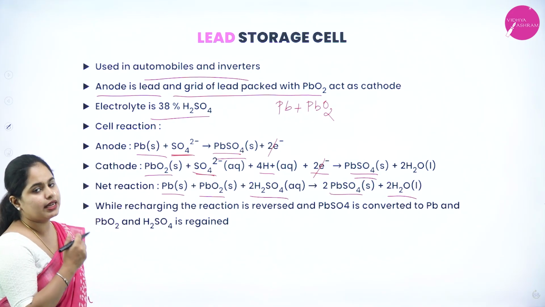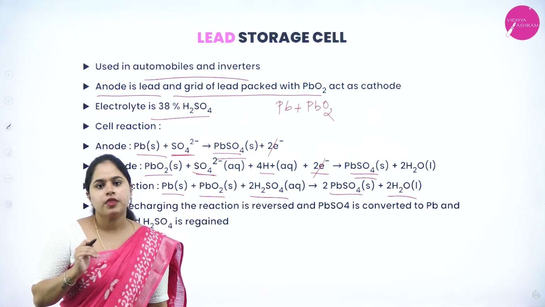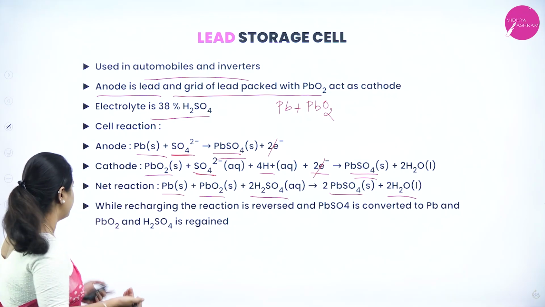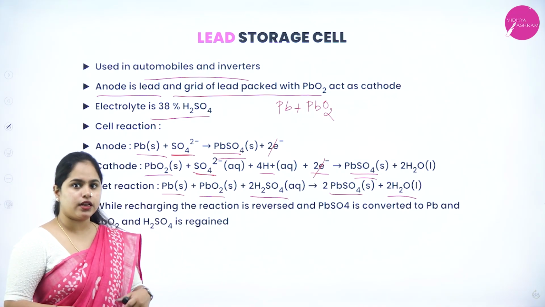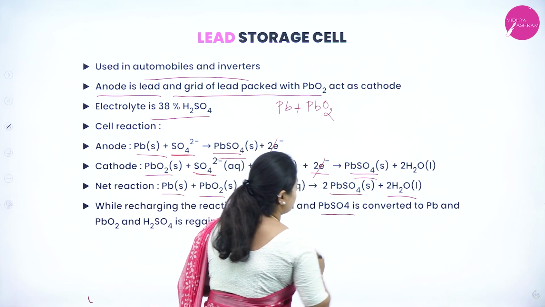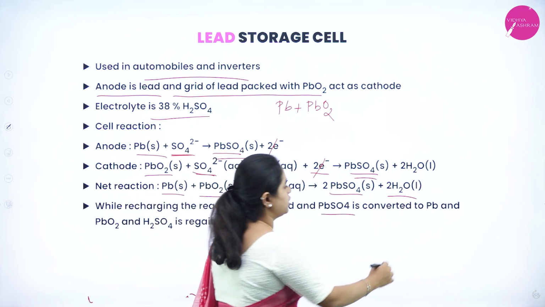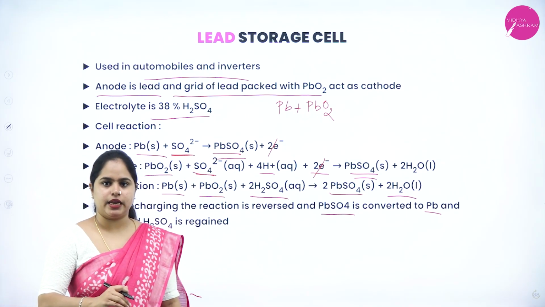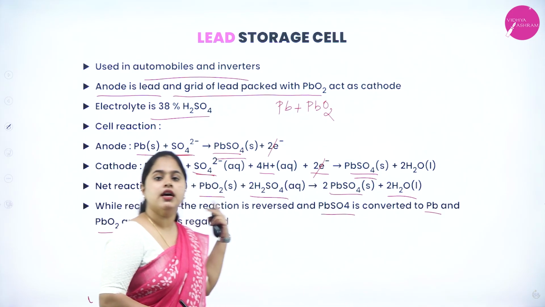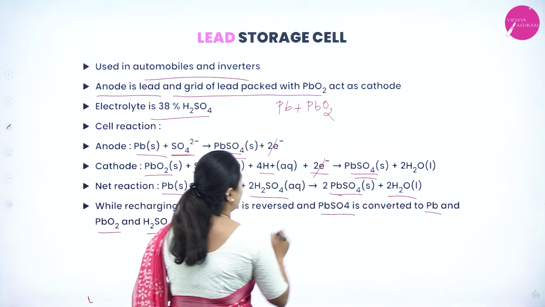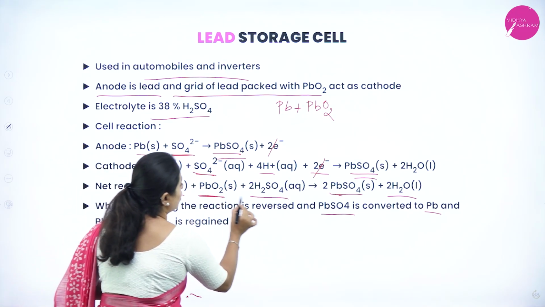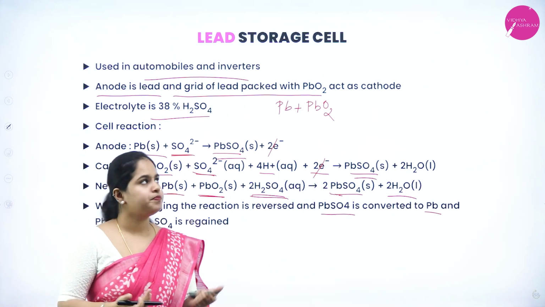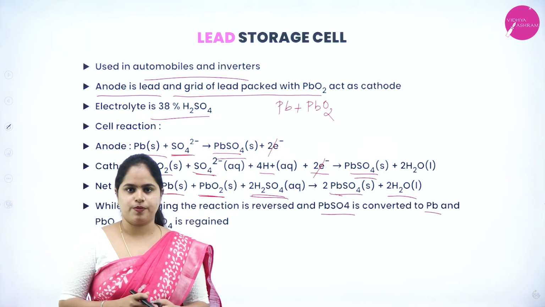As I said, it is an example of a secondary cell, which means it is reusable. We can recharge it and reuse it. So how does that reaction take place then? While recharging, the reaction is reversed. From lead sulfate, it is converted back into Pb, lead oxide and H2SO4, which will be regained. So this reaction can be reversed as well, and hence the lead storage cell can be reused. I hope it is clear.